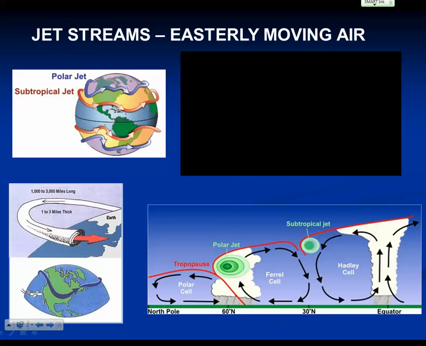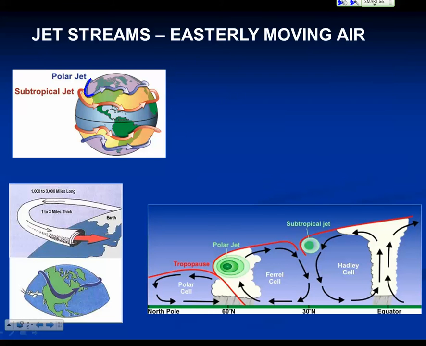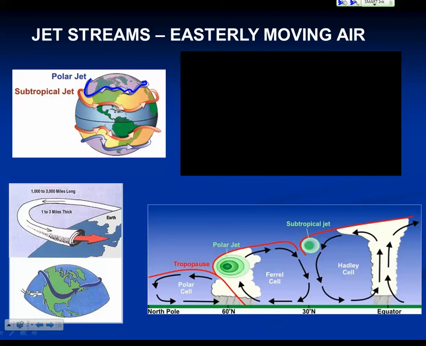The polar jet streams are more crucial to understanding how weather affects us here in New York State. You can see in the top view here, this is the polar jet stream. They're 1,000 to 3,000 miles long, 1 to 3 miles thick. They're generally located somewhere near the tropopause. And you can see here the equator. We have our rising air. This is a great side view of the planetary winds we learned about last time.